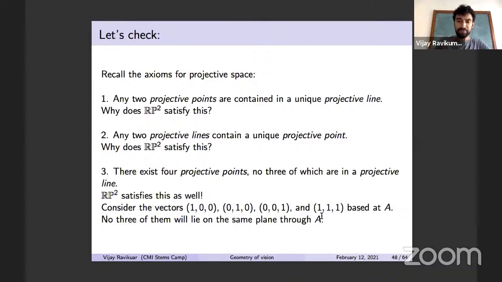And no three of them will be in the same plane, right? The first three are obviously creating a full frame of R3, so they are not coplanar. And you can convince yourself, if you look at it a little bit, that if you take this other one along with any two of these three, that will also not be coplanar.